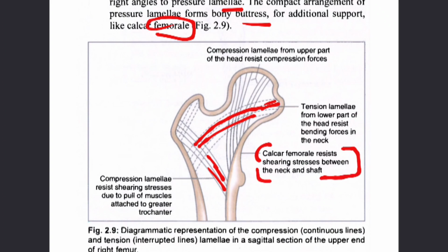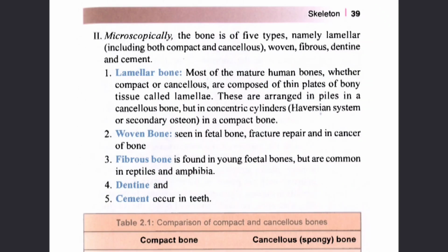So there are basically three stresses we are talking about. Mainly two are there, compressive and tensile forces, and both form a shearing stress, as we have studied in physics. So this is the diagrammatic representation of the compression and tension lamellae in a sagittal section of the upper right femur. Okay, so next we'll go further.